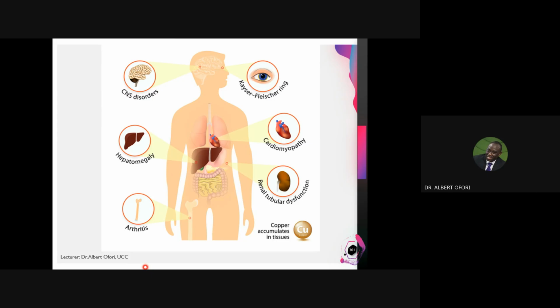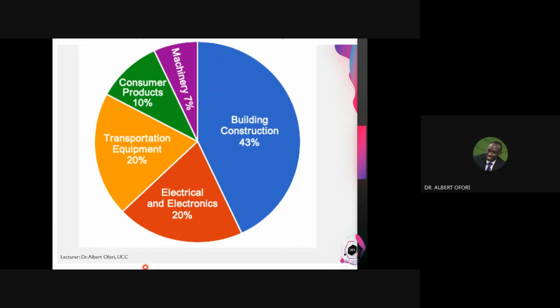It's because, of course, when you are growing, your immune system also becomes weakened, so it can really break down your immune system as well. In terms of usage, we see copper because of its electrical properties and heat. We see it in buildings, electronics, electricals, transportation, machinery, and of course other consumables. We see the use of copper there.